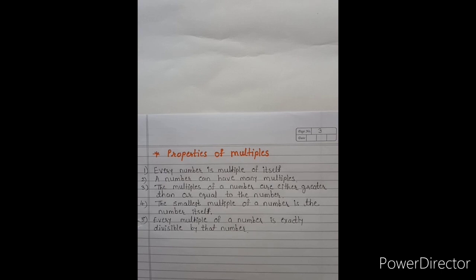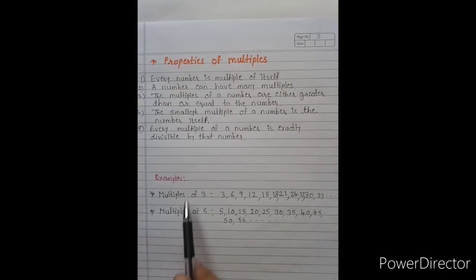Now let's take an example. Multiples of 3 are 3, 6, 9, 12, 15, 18 till 33 and so on. Recite the table, you will get the multiples. Just now you have learned the properties of multiples. The smallest multiple of a number is the number itself and the multiples are unlimited. Now multiples of 5 are 5, 10, 15, 20 and till 55 and so on because multiples are unlimited.